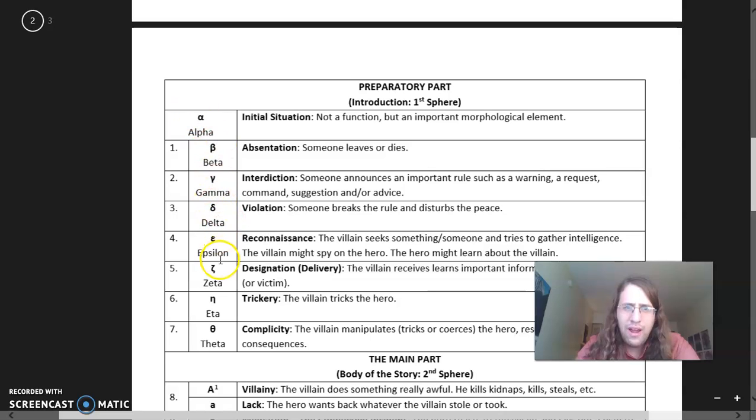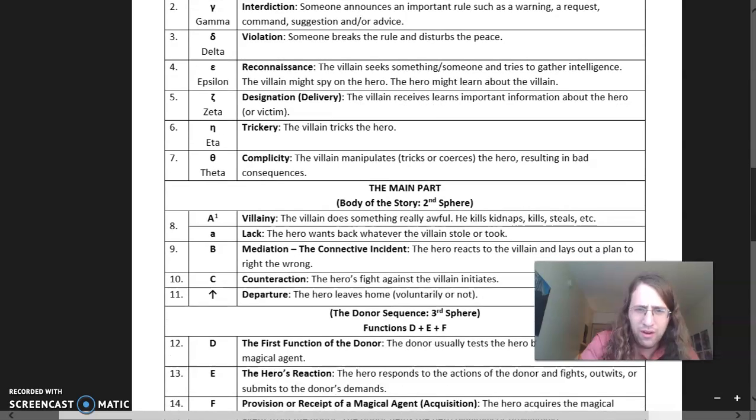A lot of the stuff Propp mentions, all the Greek letters, are for the prologue. So the interdiction is usually a part of the prologue. It doesn't happen in every story, but where someone is told not to do something and then that commandment is violated is often part of the prologue of the story.